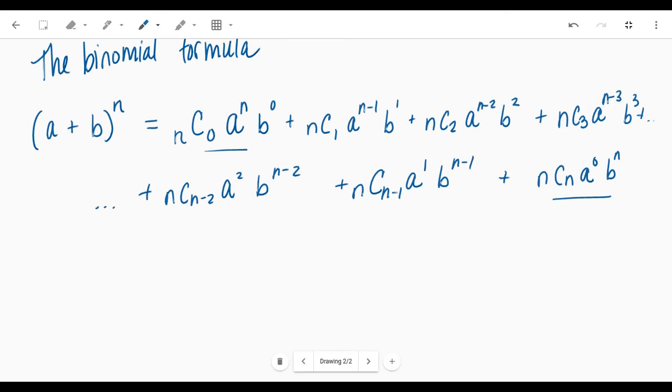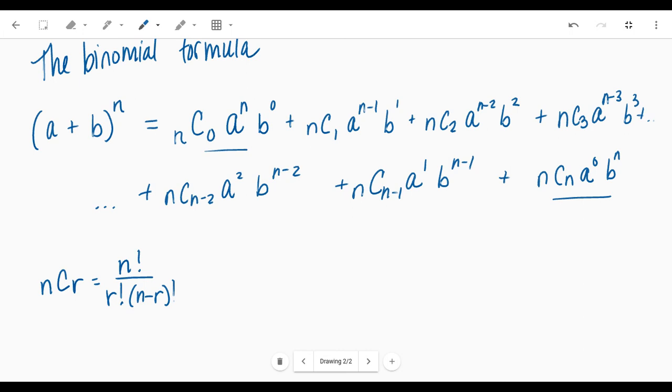The other piece of it that you need is, what is that n choose 0? Well, n choose r actually uses factorials. It's n factorial over r factorial times n minus r factorial. And we learned about factorials in the previous one.